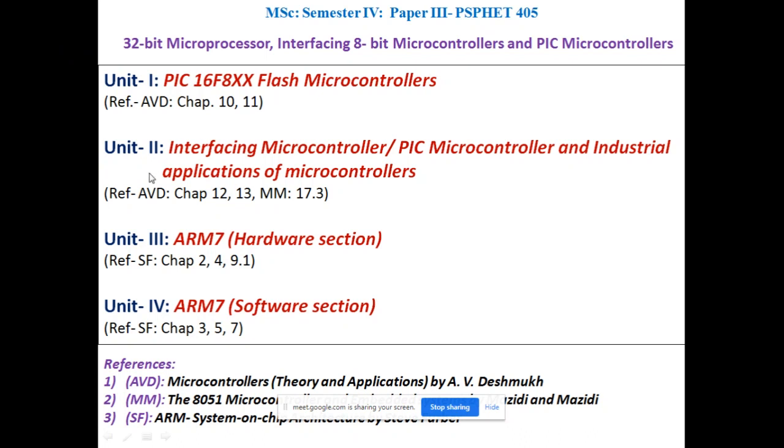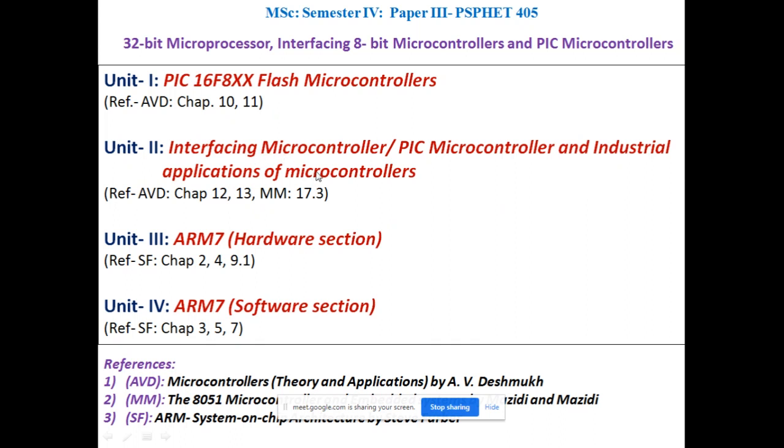Okay, unit 2 is about interfacing microcontroller and PIC microcontrollers and industrial applications of microcontrollers. Because we have studied different kinds of microcontrollers, now we are supposed to study how they are used in industries. What are the different actual applications of these microcontrollers? So unit 2 is devoted for that kind of study.